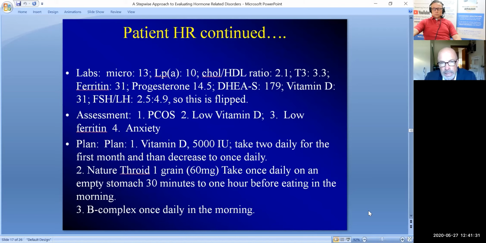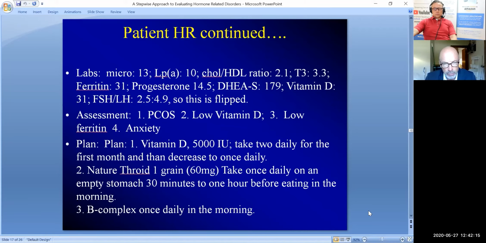Adrenals are fairly decent. Again, I like to see DHEA 200 to 250. Vitamin D definitely low. FSH-LH ratio 2.5 to 4.9. So this is flipped. Again, you want to have it at 2 to 1 or 3 to 1. So for me, I was able to confirm to this gal that had been suffering, I mean, really, 28 is when I first saw her, and she had gone through all these years, 21 to 28, of missing 2 to 3 days of her life every single month. And she'd never been diagnosed with PCOS. So that diagnosis, plus the low vitamin D, low ferritin, and anxiety.